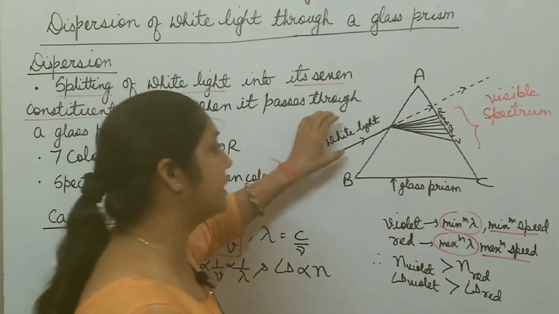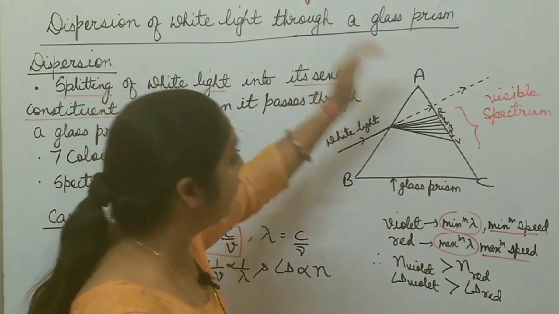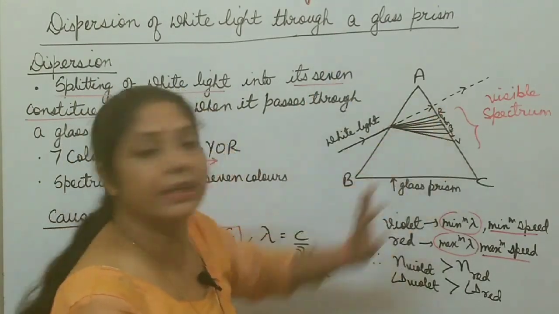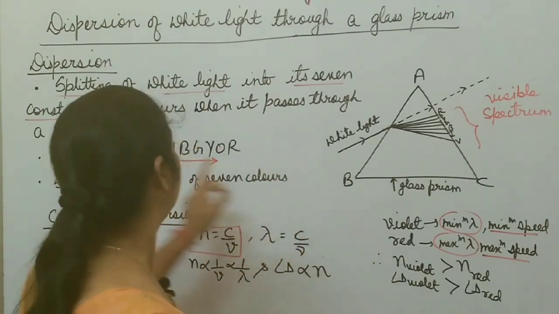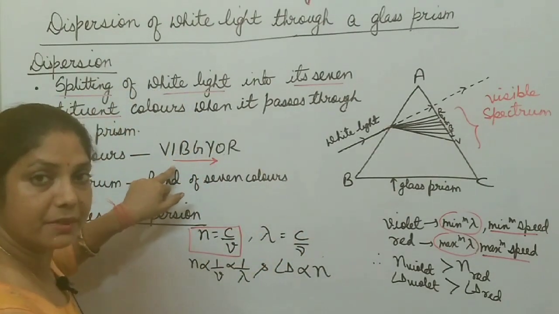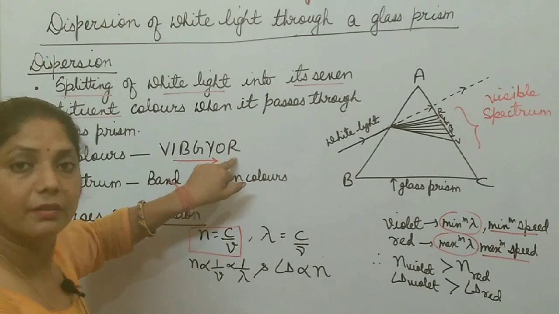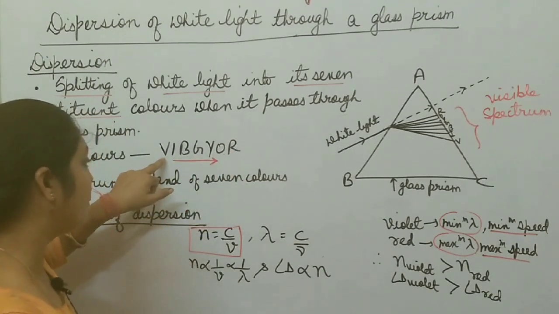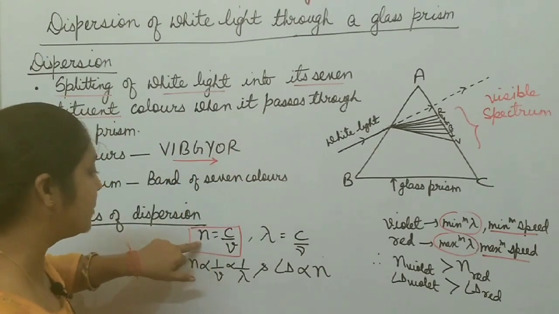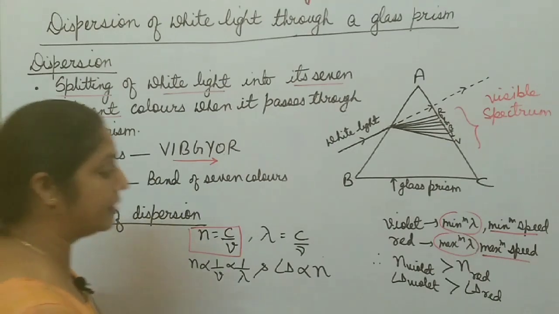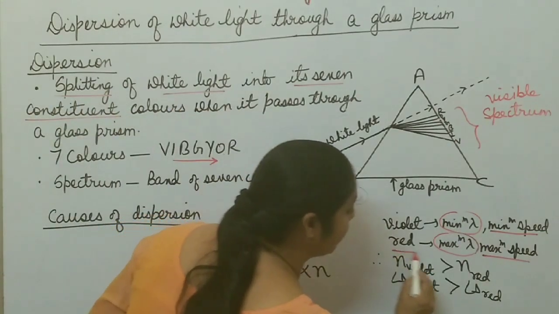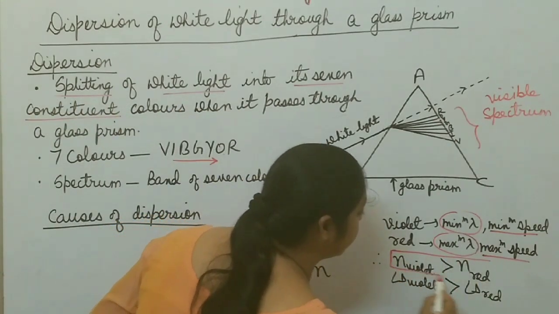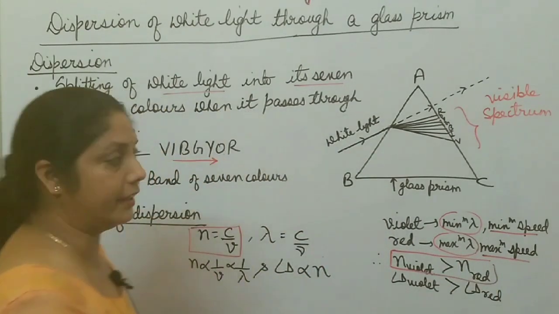Light travels with the same speed in air, but when it enters the medium, different colors have different speed. Violet color has minimum speed and red color has maximum speed. So violet color has minimum speed, it means violet color has maximum refractive index. Refractive index for violet color is greater than refractive index for red color.